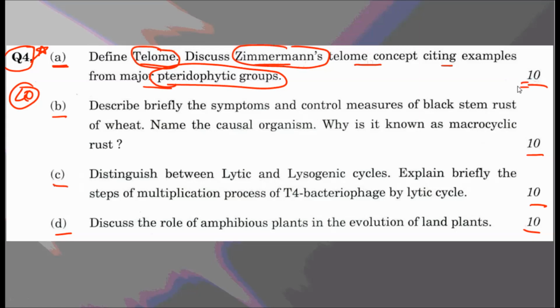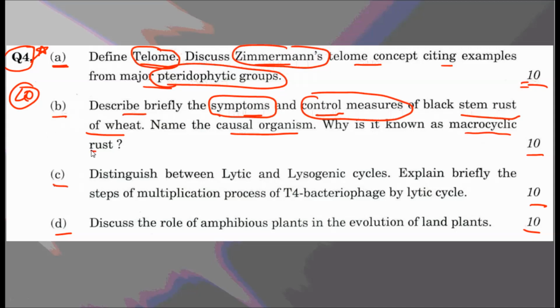All right. In the second sub question, describe briefly the symptoms and the control measures of black stem rust of wheat. Name the causal organism and why it is known as the microcyclic rust. All right. So you have to give the symptoms plus control measures for the disease named black stem rust of wheat, and you should give the name of the causal organism who causes this black stem rust of wheat.